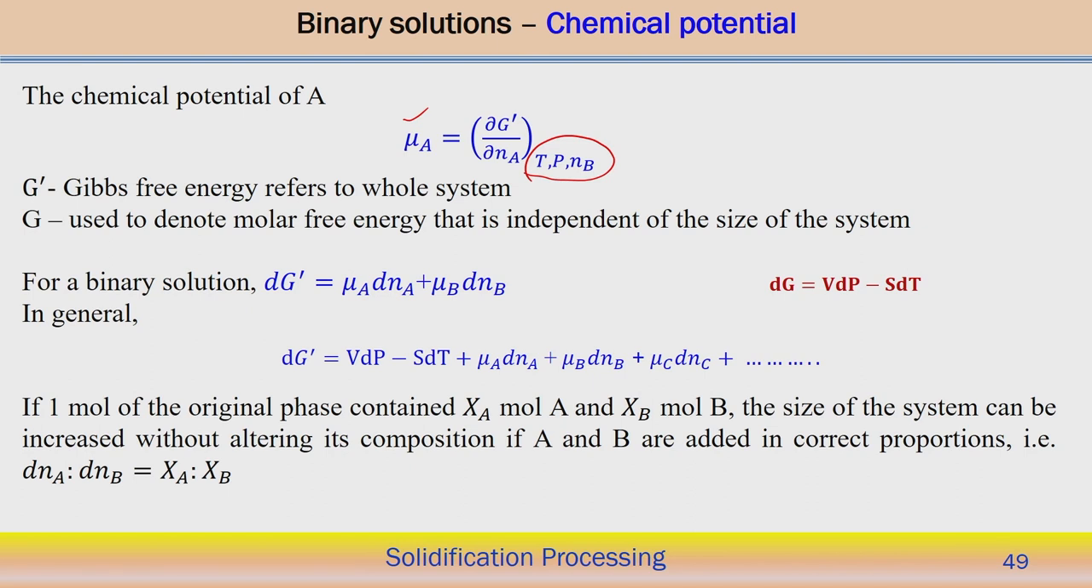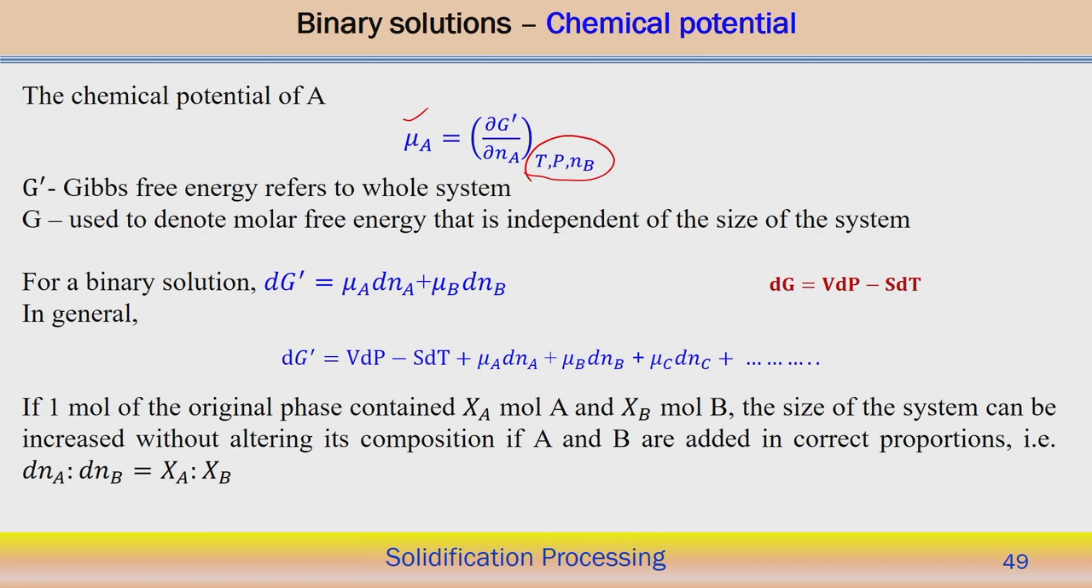Here G' indicates the Gibbs free energy of the whole solution, but capital G is used for the molar free energy, which is independent of the size of the system. So G' is dependent on the size of the system, meaning it depends on the molar amount added to the system, whereas in other cases we normally use capital G, the molar free energy, which is independent of the size of the system.